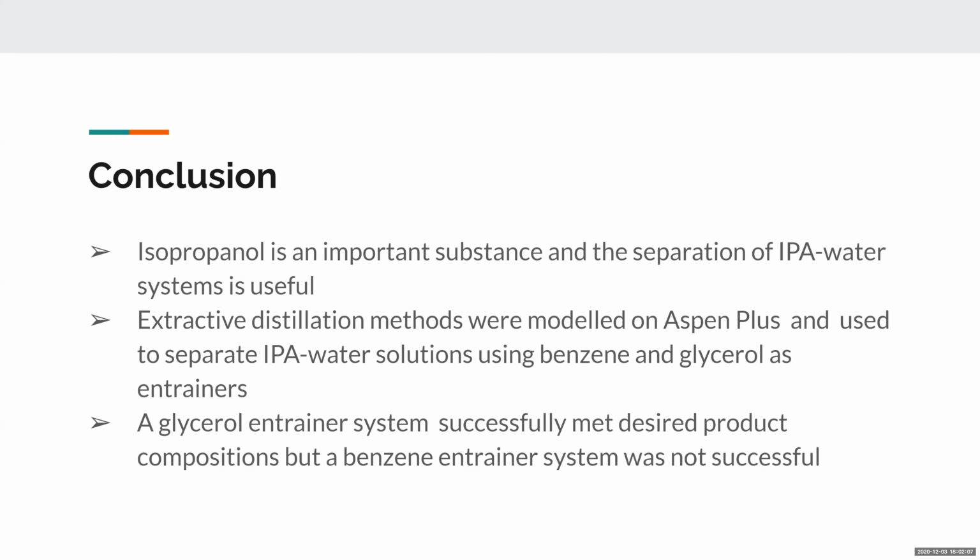So like we said before, we used extractive distillation methods on Aspen, and we weren't able to separate using benzene because of the physical properties of benzene, but we were able to successfully separate using glycerol as an entrainer because glycerol had a really high boiling point and met the qualities that you would like from an entrainer. A glycerol entrainer system is successfully met.